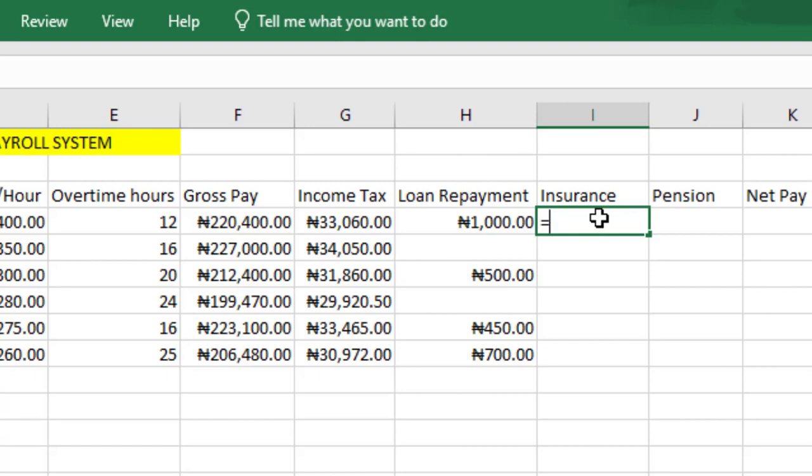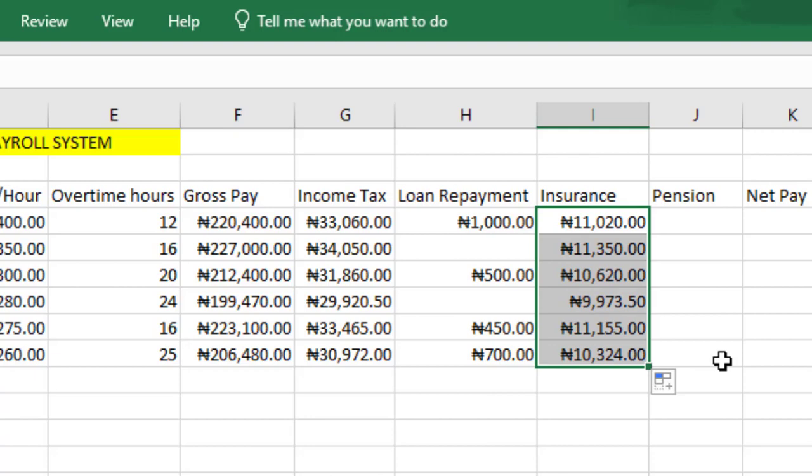So let's deduct 0.05% of their gross pay as their insurance. So we can say 0.05 multiplied by the gross pay. So on a monthly basis, John Igwe has authorized the payroll to take away 11,000 every month for insurance. So let's drag down for others.